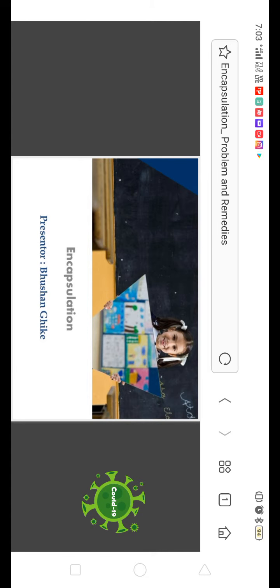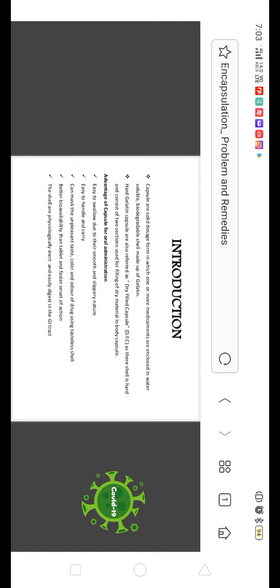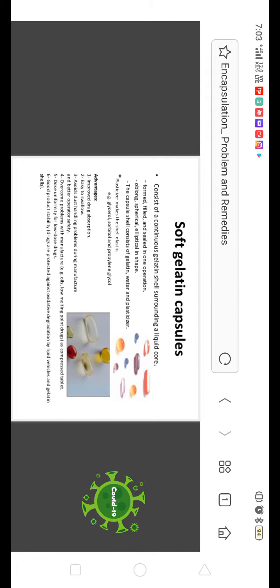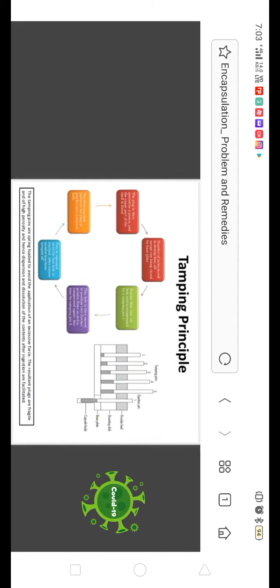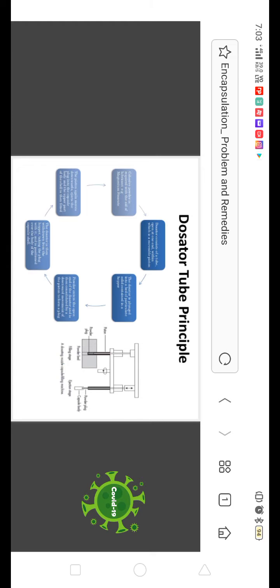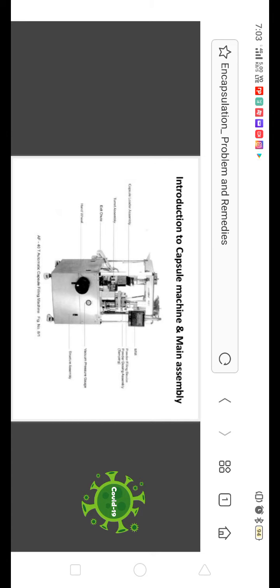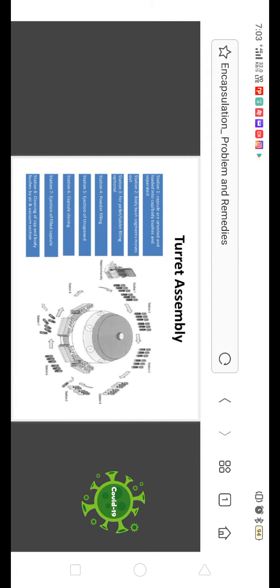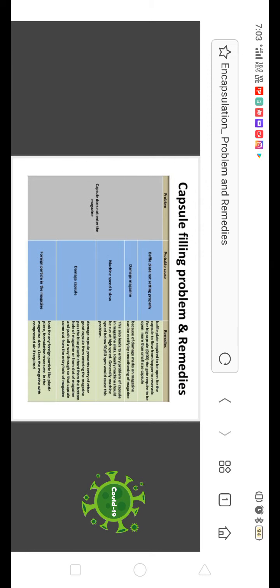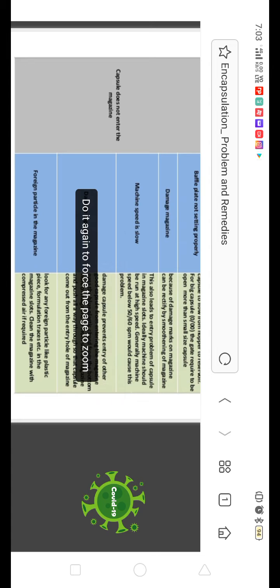Now, today we will discuss problems and remedies of capsule. In the capsule, we have soft gelatin as well as hard gelatin, and these are its filling techniques: dosage tube principle, tamping principle, and the machinery used for this. And these are the turret assembly for filling, which includes rectification, filling, and joining. Today we mainly focus on the capsule problems and the remedies.